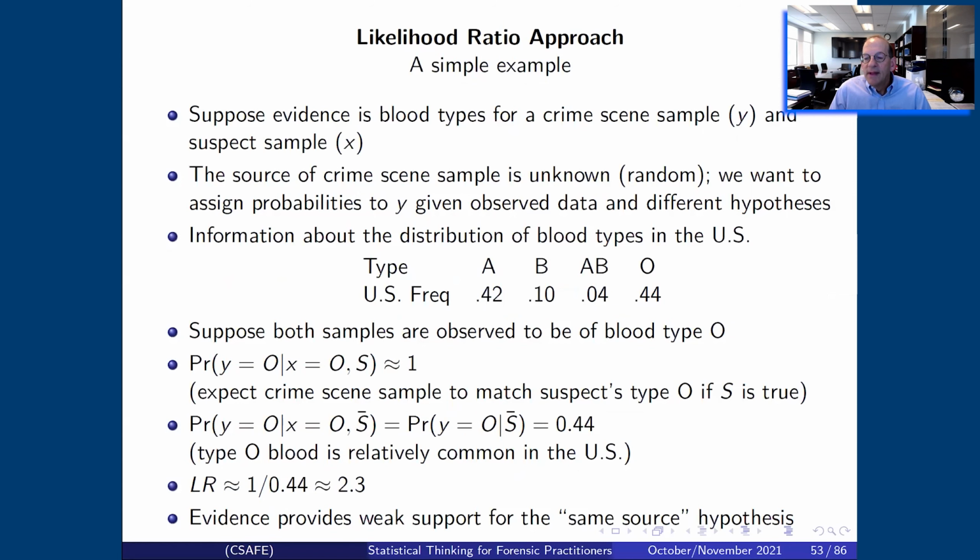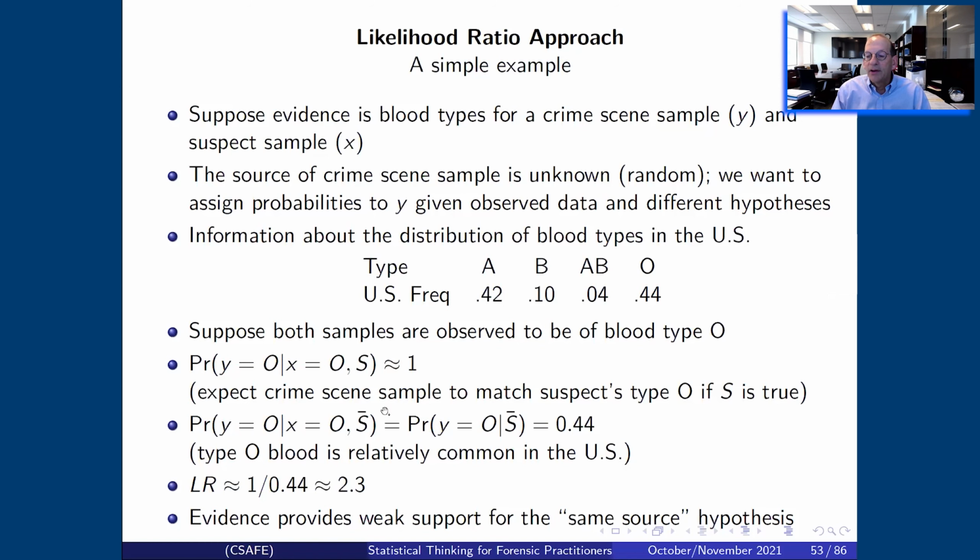They're both type O. The likelihood ratio in this case asks the question, what's the probability of seeing O at the crime scene, given that the suspect is O and it's the same source? Well, we'd expect that to be 1, right? The only reason they wouldn't match if it is the same source is if there was some kind of lab foul-up, which we hope and expect to be rare. The denominator is the coincidental match. It says these 2 blood samples came from different sources, but they both happen to be type O. And we can ask that probability.